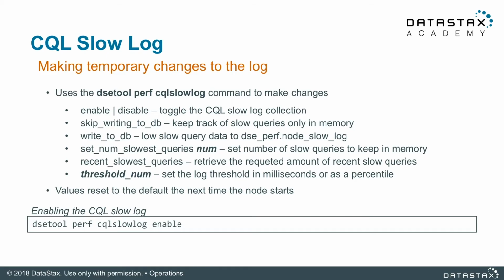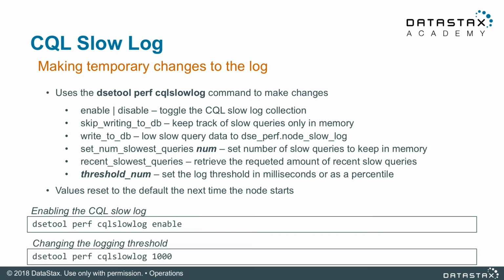Another useful feature is the ability to temporarily make changes to the CQL slow log settings using the dsetool perf cqlslowlog command. These are all the same settings that you can change in the dse.yaml file, but the changes made here will only be applicable until the next time DSE starts up on the node, when it reverts back to the settings in the dse.yaml.